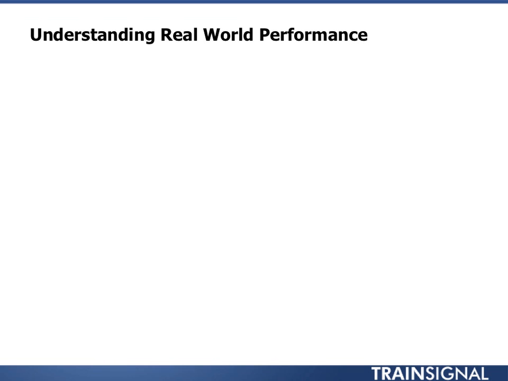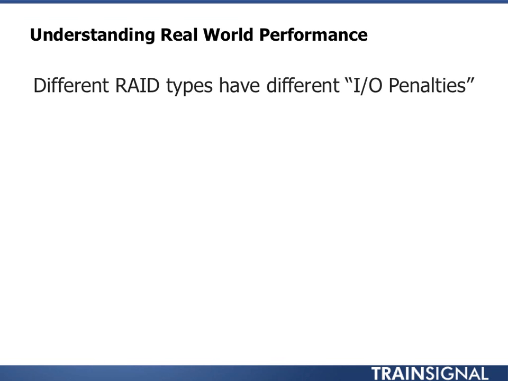So now let's talk a little bit about understanding real-world performance. And what I mean by that is, how do you calculate how many spindles and disks and things like that, what kind of RAID type you need given a certain set of workload information. So different RAID types have different what we call I/O penalties. And we kind of touched on this throughout. It has to do with how much of a hit you take when you write data. Your RAID 5s and your 6s, because they have to write data with parity, have a much higher write penalty than, say, RAID 10 or 0+1.